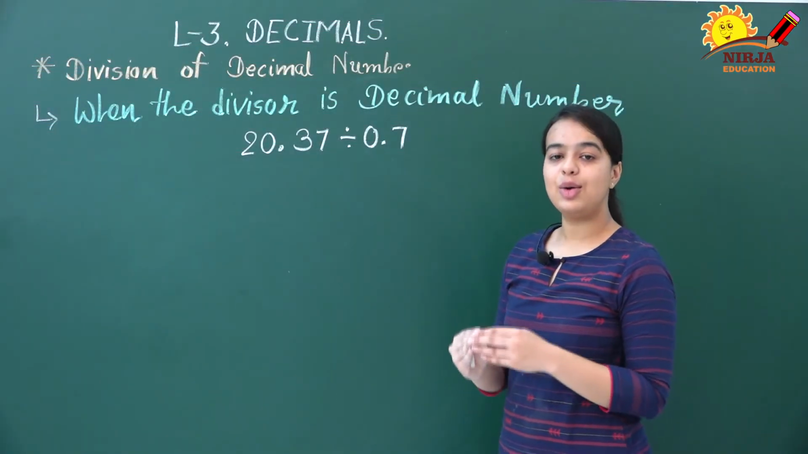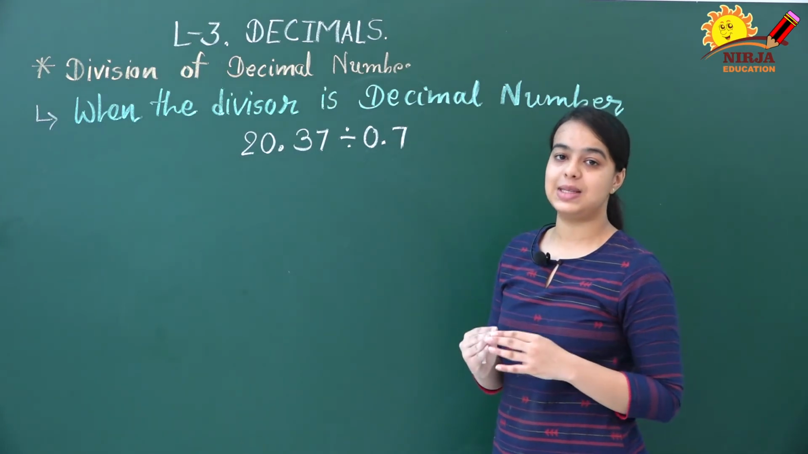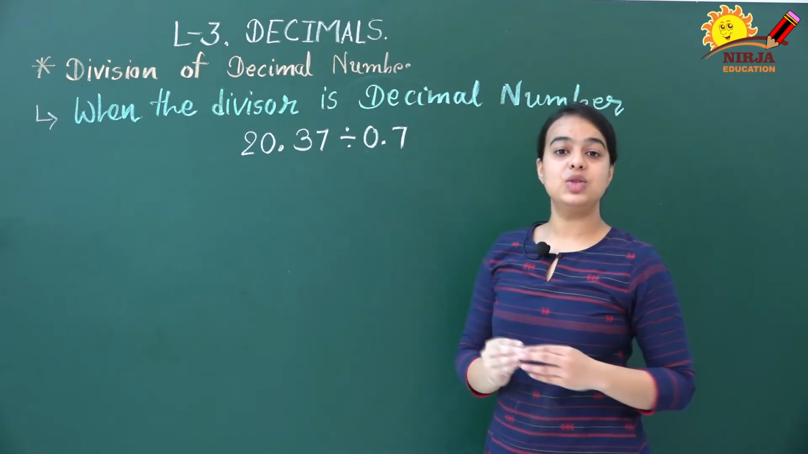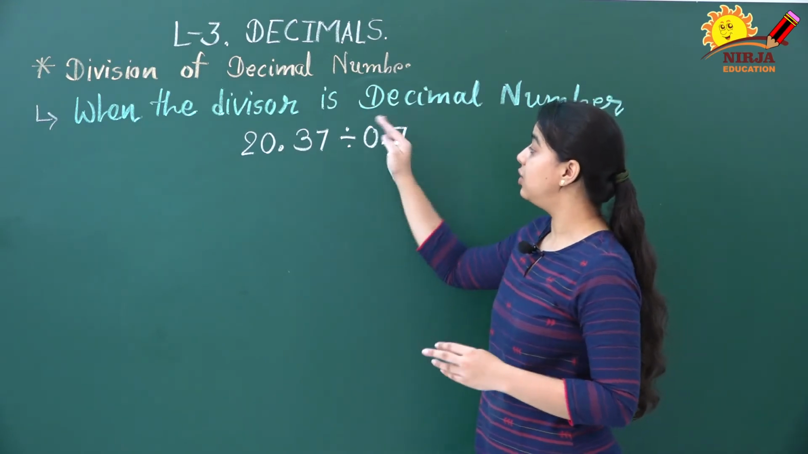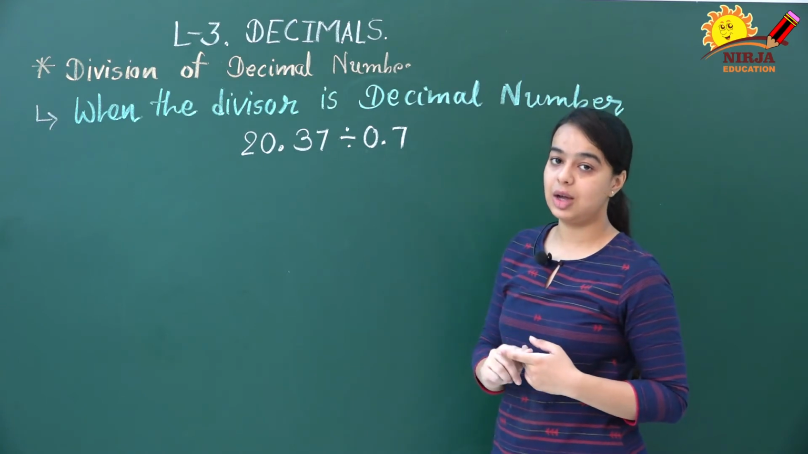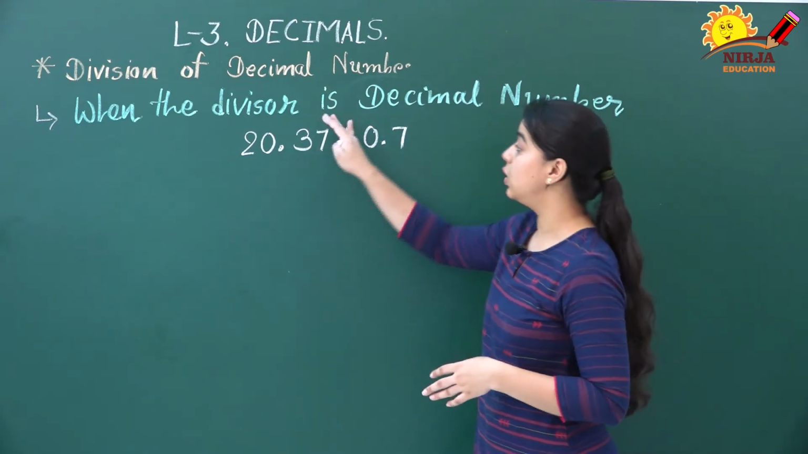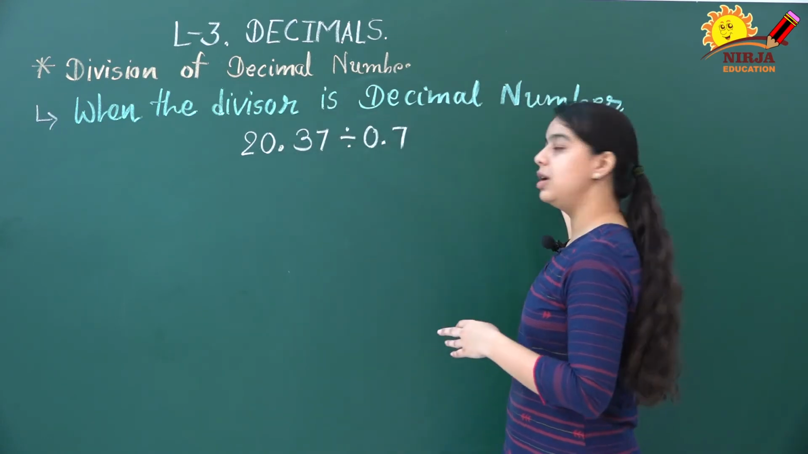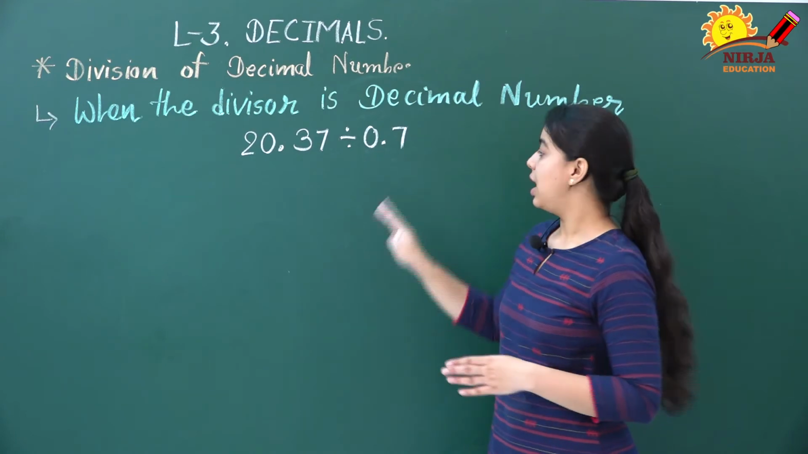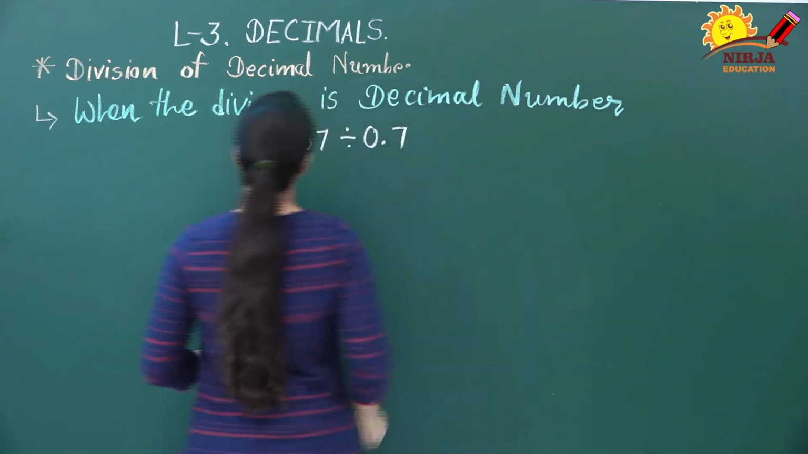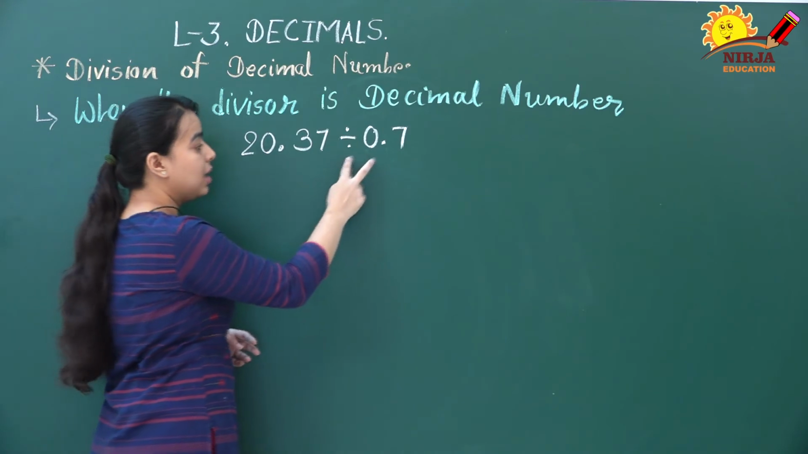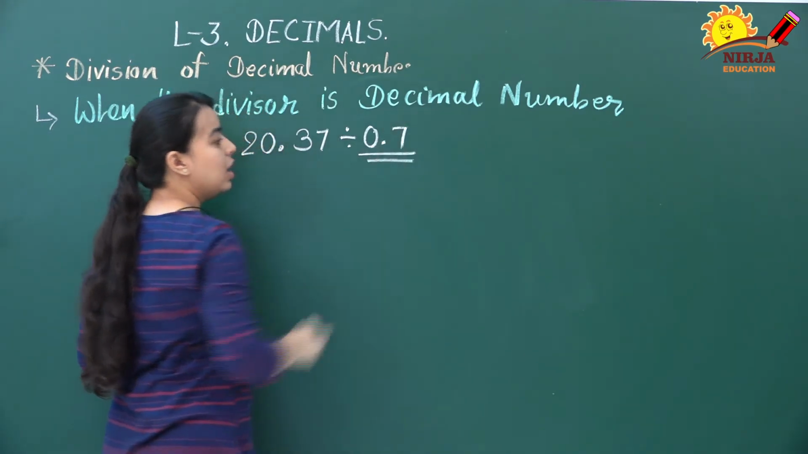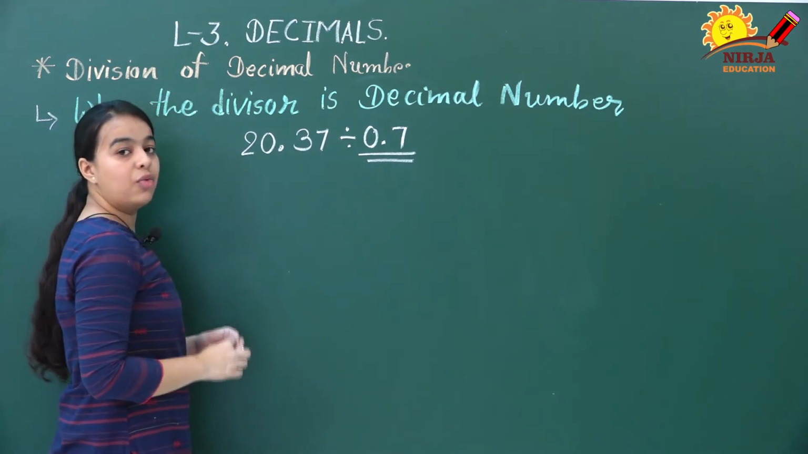Now let's see how to divide a decimal number by a decimal number. That means when the divisor is a decimal number. My dear children, so far we have seen when the divisor is in the form of 10, 100, 1000. Then second, we have seen when the divisor is a whole number, and now it is the turn for when the divisor is a decimal number. Now let's understand this. As you can see here, I have taken one example, 20.37 by 0.7, and here it is our divisor, which is in the form of a decimal number. So what we need to do?